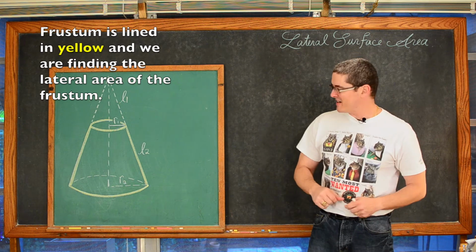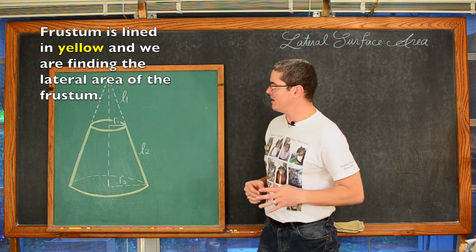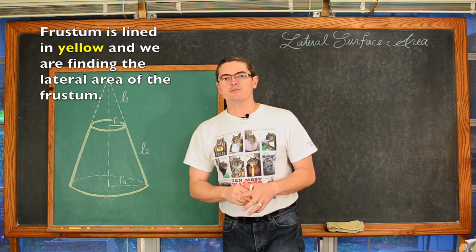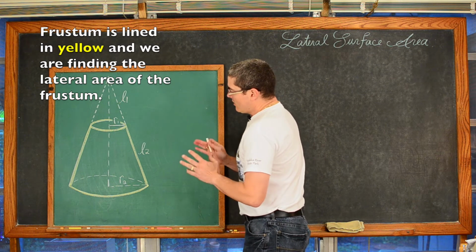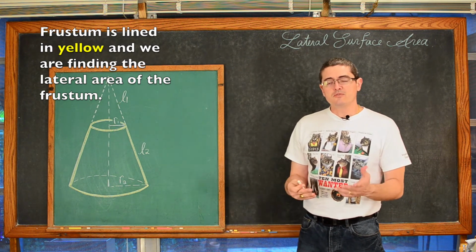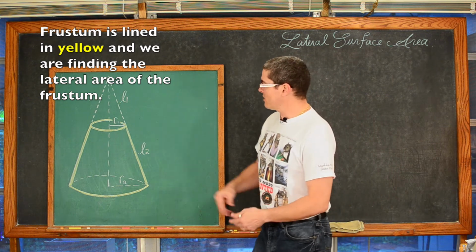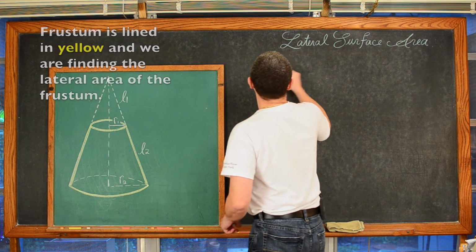So here we have our diagram. It's all cleaned up, and we are going to find just a portion of the lateral area of this cone. I want to slice the top off, okay? And what we want to do is just find the lateral area of two cones, and simply subtract them.